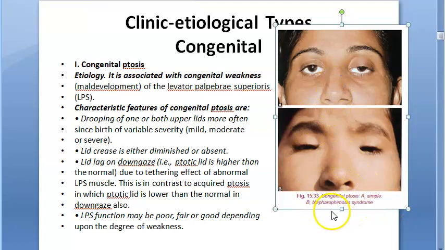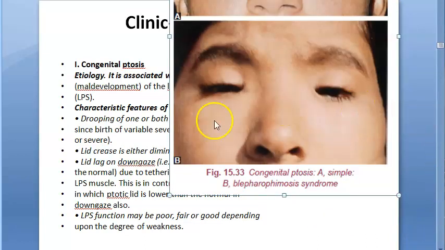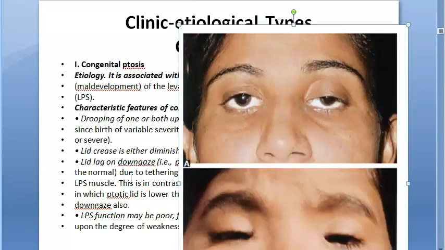And this is blepharophimosis. Blepharo, if you leave the P as silent, phimosis, or you take it as blepharophimosis syndrome. Let's look at what this is.